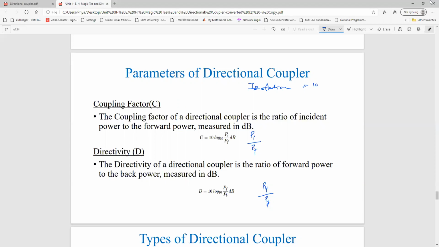We can write it as 10 log of incident power to the back power. So it is PI to PB, or the ratio between P1 and P3, since PI means P1 and PB means P3. How can I write this? I can write P1/P4 times P4/P3. The P4 gets cancelled and I get P1/P3. So this is your coupling factor and this is my directivity. So my isolation is the coupling plus my directivity.